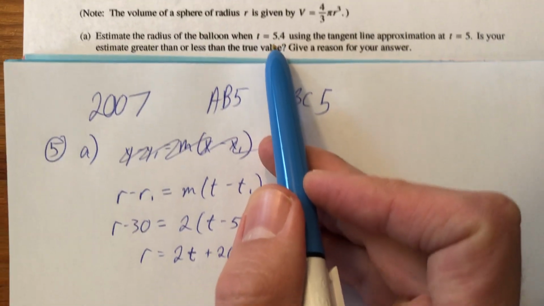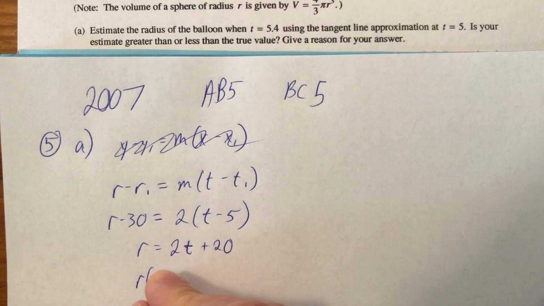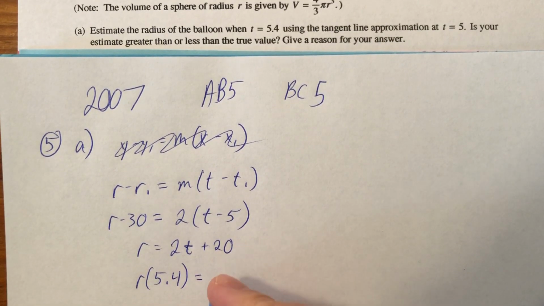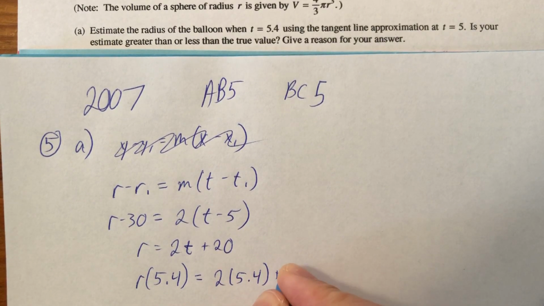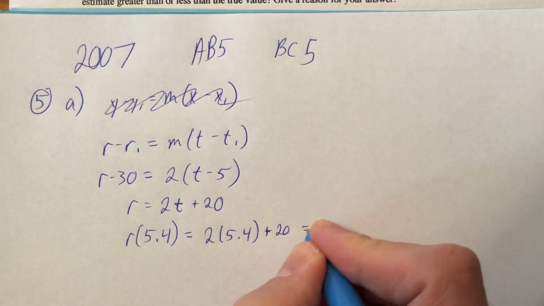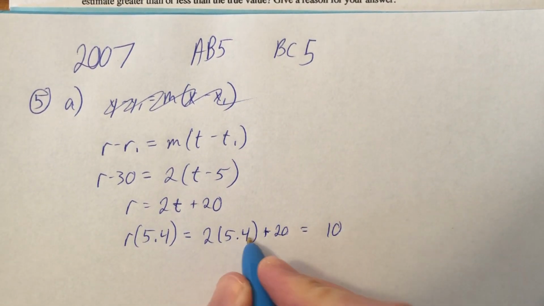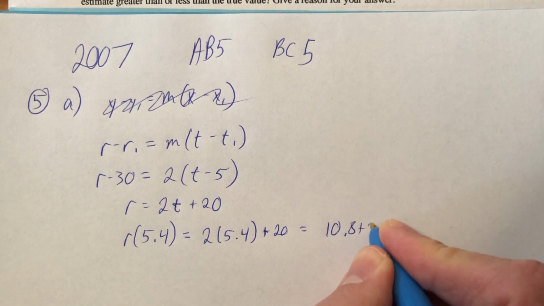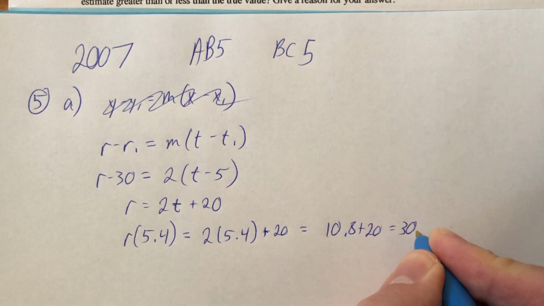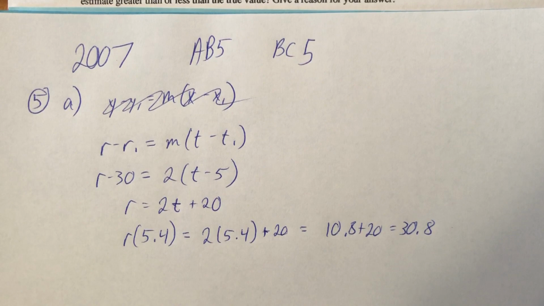So let's go a little bit further and let's find r of 5.4. By the way, this one is calculator inactive. So 2 times 5.4 plus 20, and we can do this without a calculator. 2 times 5 is 10. Okay, great. 10. 2 times 0.4 is 0.8, so 10.8 plus 20, so 30.8. There we go. That's it.